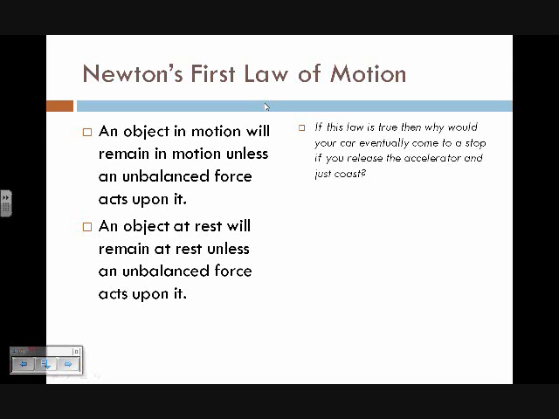So to take a look at the question and try to answer it, it says, if this law is true, then why would your car eventually come to a stop if you release the accelerator and just coast? If you were to take it off of cruise control, most of you should notice that your car would slowly come to a stop. So take some time and think about why that might be.